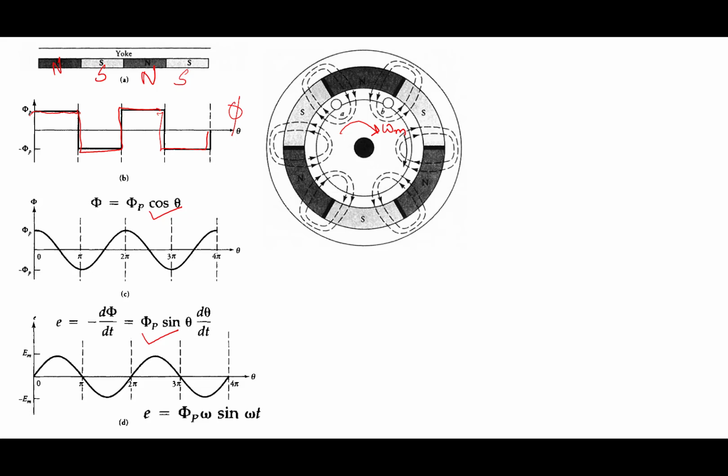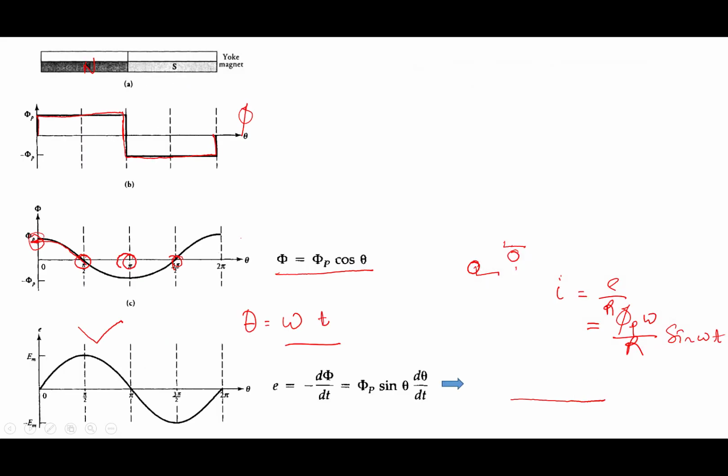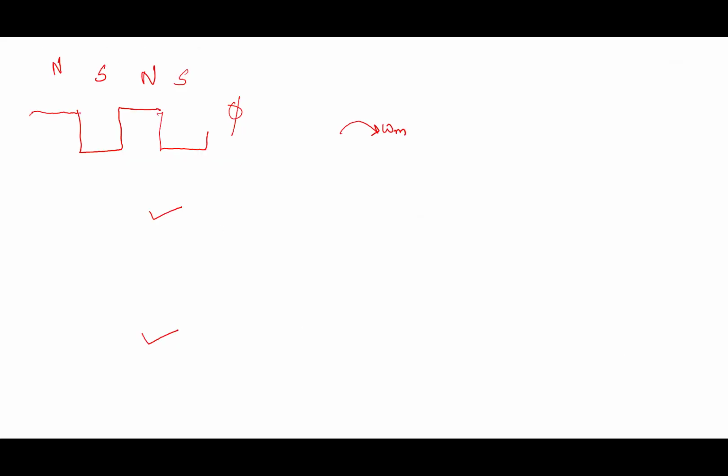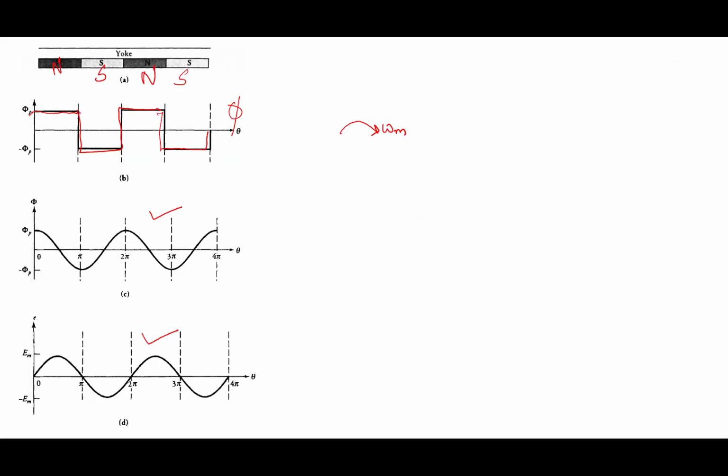Like in the last picture, each cycle of the voltage is generated when the coil rotates a full 360 degrees, 2 pi, right? When the coil rotates 2 pi, 1 cycle of the voltage is induced. Now in this case, 1 cycle of the voltage is induced when the rotor has rotated up to which point?